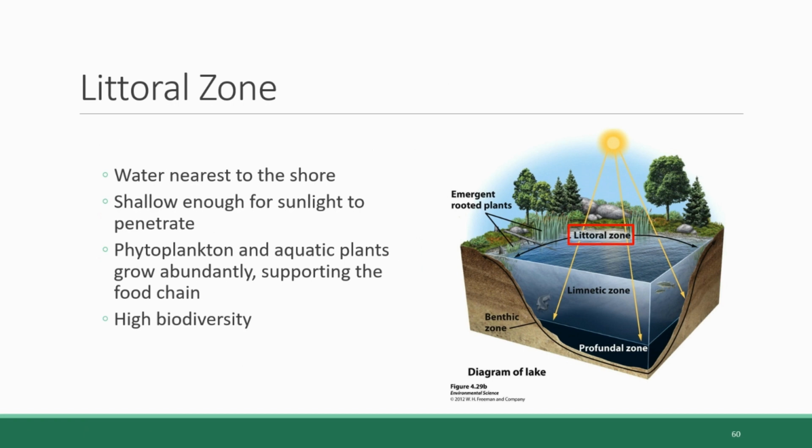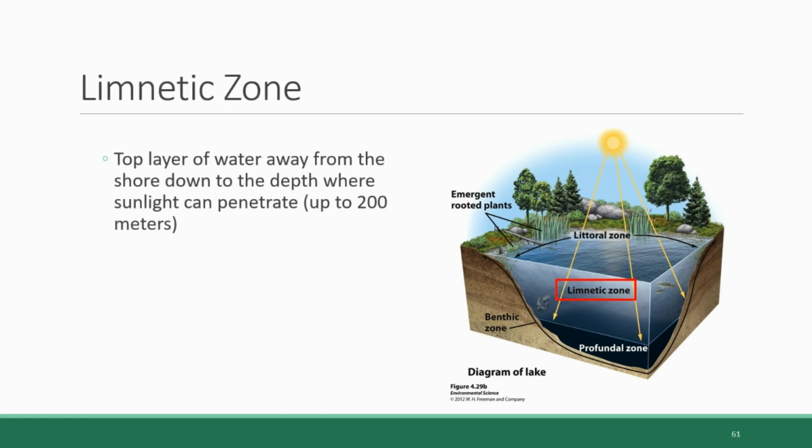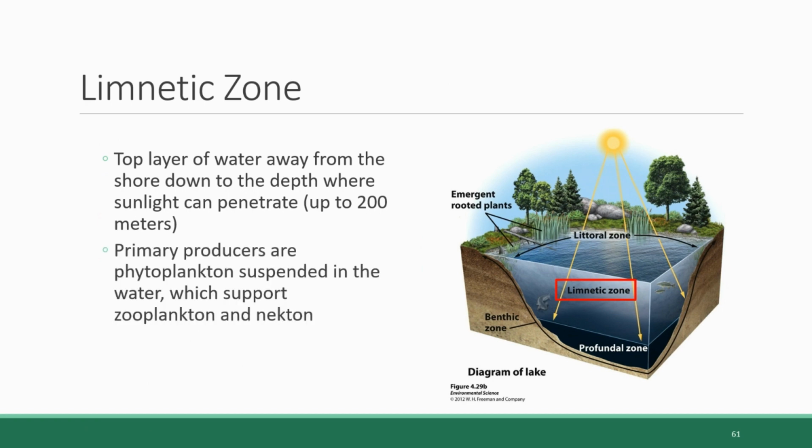The next zone is called the limnetic zone. And this encompasses the top layer of water that's not directly adjacent to the shore, downward to the depth where sunlight can penetrate. So remember, that's 200 meters for the photic zone. Because sunlight is available in this zone, there are producers here, primarily phytoplankton, suspended in the water, and then those support zooplankton and nekton consumers. However, because this zone is not directly adjacent to the shore and doesn't have the aquatic plants present in it, and some of the other benefits of being land adjacent, there is lower biodiversity here than in the littoral zone.